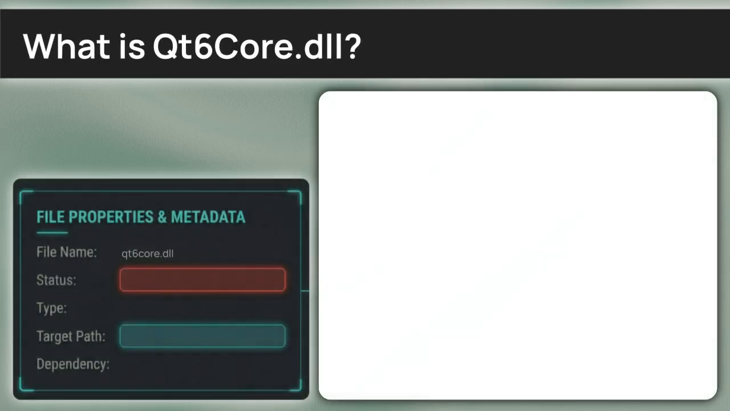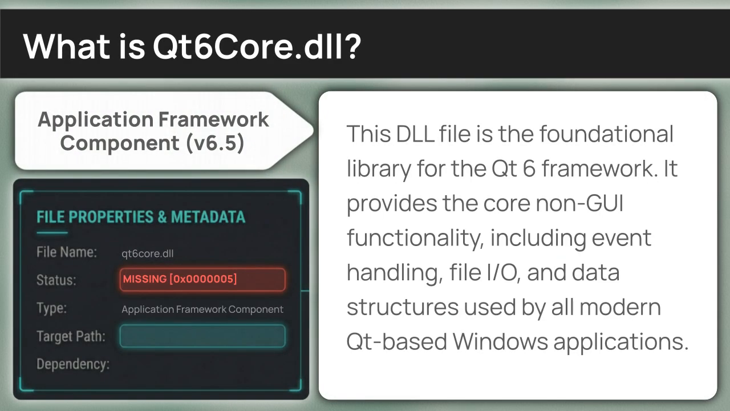This DLL file is the foundational library for the Qt6 framework. It provides the core non-GUI functionality, including event handling, file input-output, and data structures used by all modern Qt-based Windows applications. Now that we've covered what the file does, let's jump into our first fix.